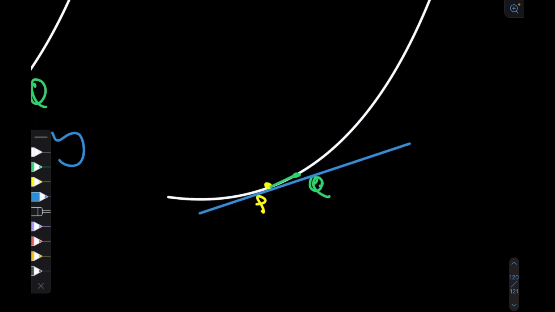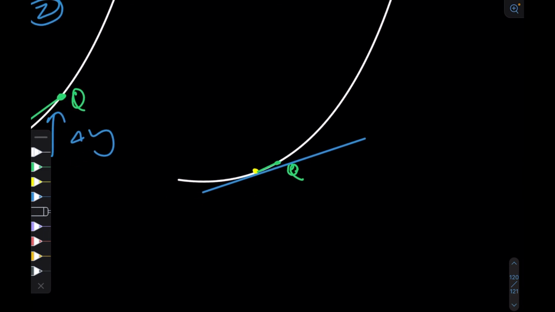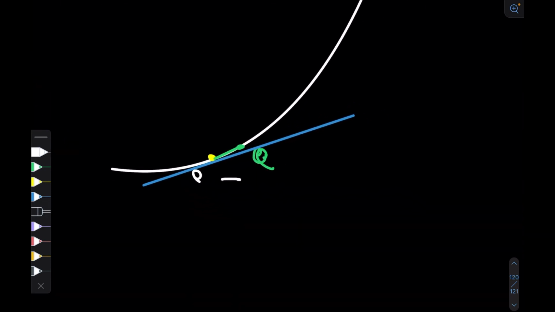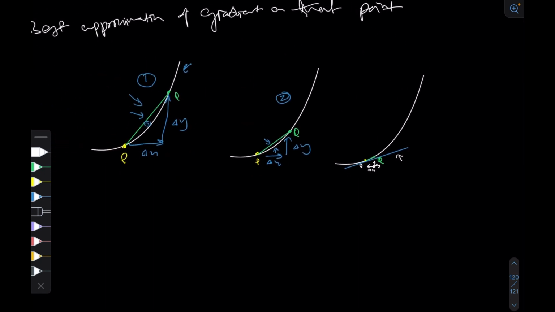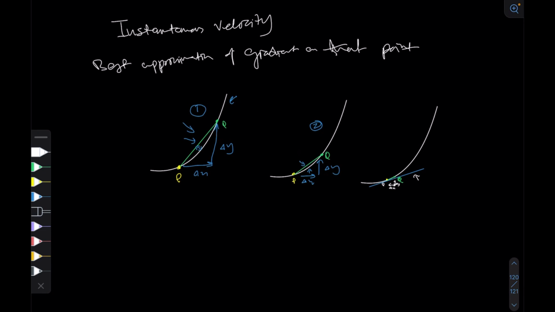So as my Q is getting closer and closer to P, or in other words, as the change, see, it's very zoomed in, so it's hard to draw P. So as my change in x that I'm taking is getting smaller and smaller, and of course my change in y would also be getting smaller, but as I'm taking smaller and smaller change in x, the result that I'm getting is closer and closer to the actual value, right? So this is what calculus, this is what derivative does. This is at the heart of derivative.